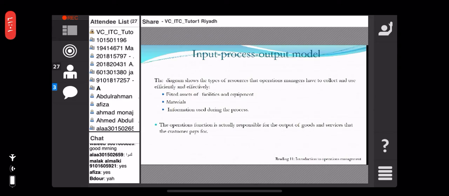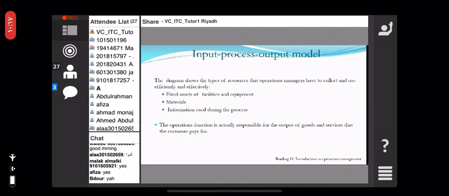I am working in a bank. You are a customer or a client. You come to the bank. So the operation function is responsible for the output. Why are you visiting the bank? Meaning that you need something, right? So during the operation hours, I am there to serve you, and you are there to get your output. Output from who? Output from the industry. So the operation function is actually responsible for the output of goods and services that the customer pays for.